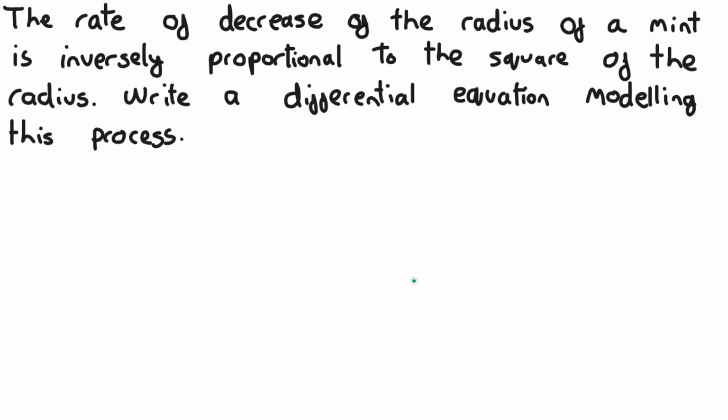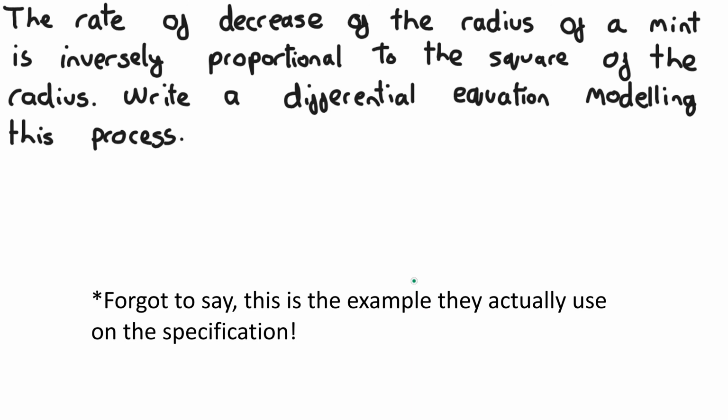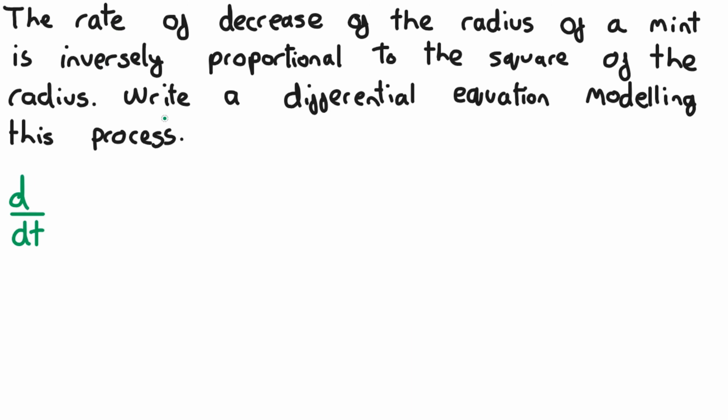So here's another example where we're told that the rate of decrease of the radius of a mint is inversely proportional to the square of the radius, and we need to write a differential equation modelling this process. So it's a rate, so it's d something over dt, and we're told that it's the rate of decrease of the radius of a mint. So if we say it's the radius, so it's r, and we call it little r, like this here. So we're told it's inversely proportional, so it's proportional like this here.